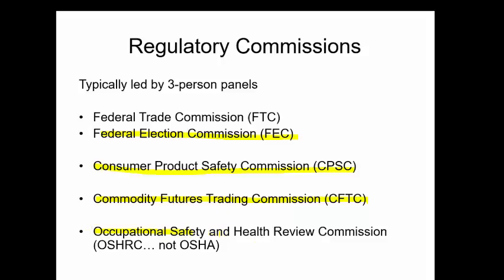And then the Occupational Safety and Health Review Commission is different from OSHA. OSHA is responsible for the oversight of the safety and health of the labor force. And then this is a review commission that looks at disputes and rulings. So again, it is somewhat independent and autonomous from the OSHA department, which is in the Department of Labor.